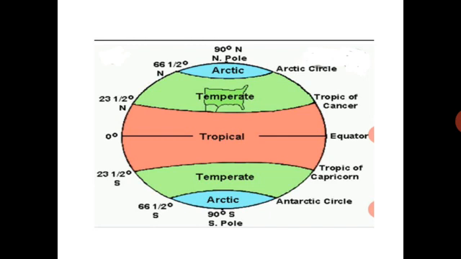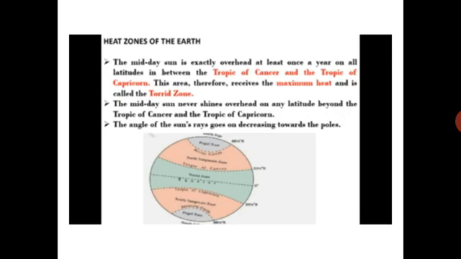Next we are going to see the heat zones of the Earth. The midday sun is exactly overhead at least once a year on a latitude in between the Tropic of Cancer and the Tropic of Capricorn. This area therefore receives the maximum heat, and this is called the torrid zone.